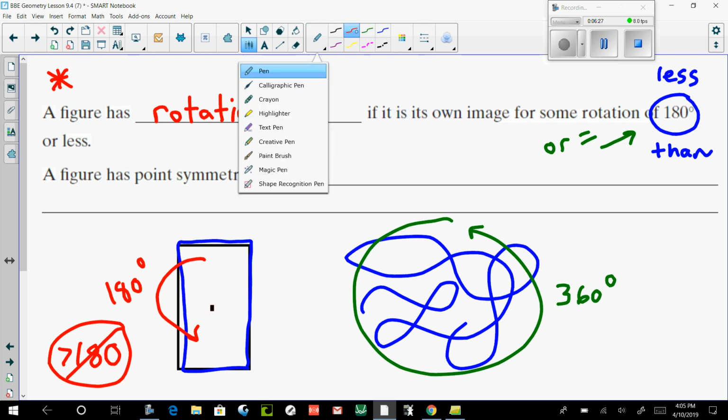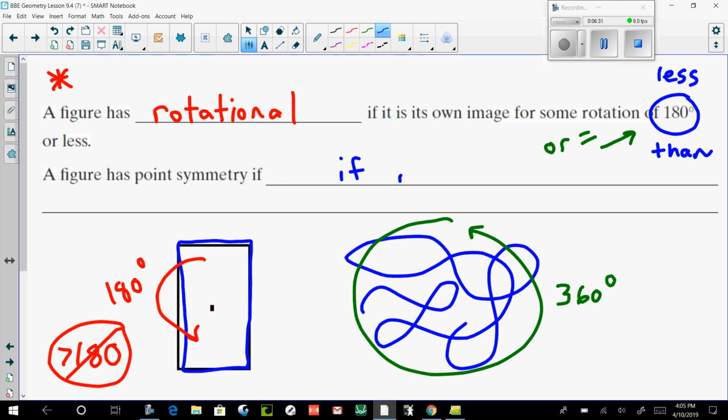A figure has point symmetry if its rotational symmetry is exactly 180 degrees.